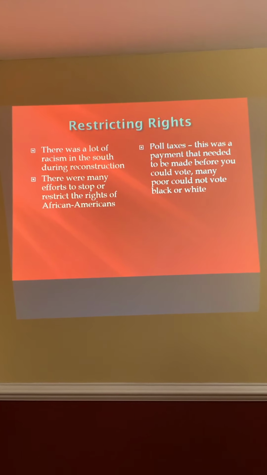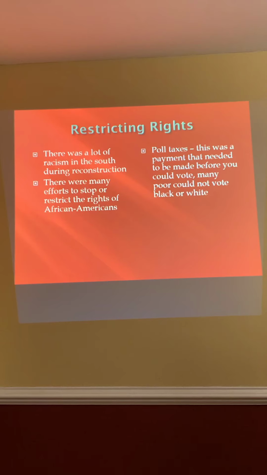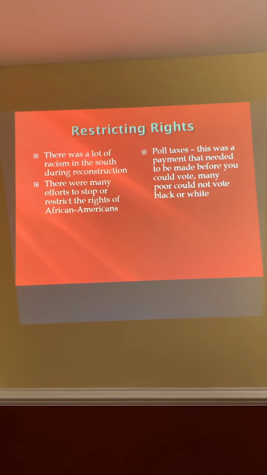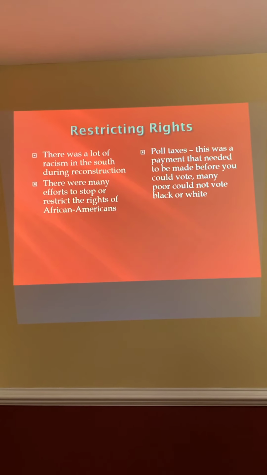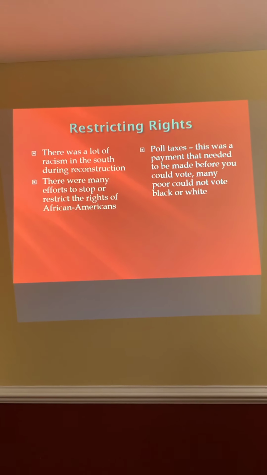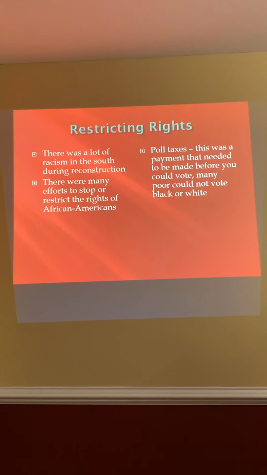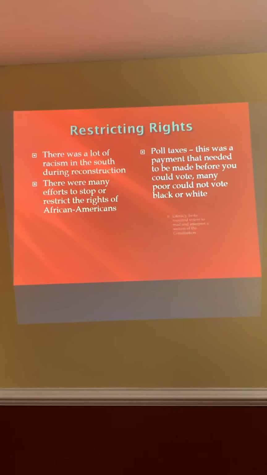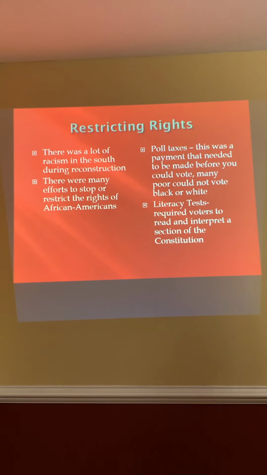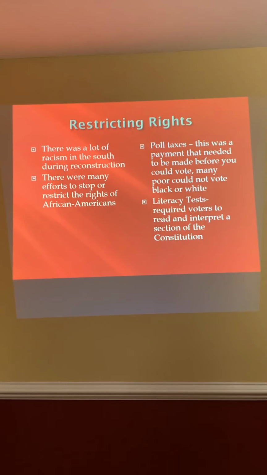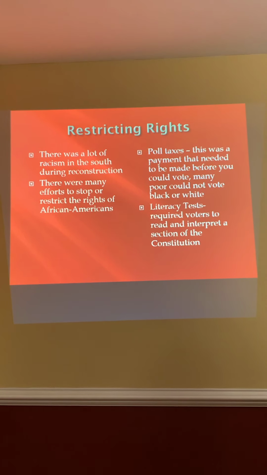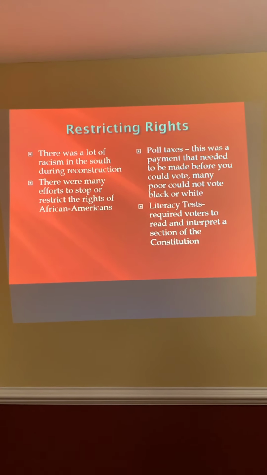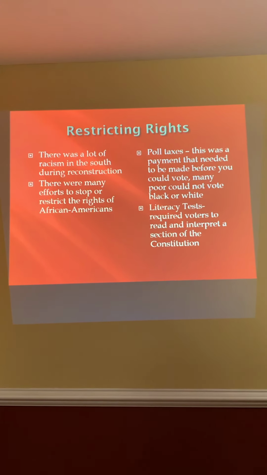So they passed these things called poll taxes, basically a tax you'd have to pay in order for you to vote. If you were poor, you couldn't afford to vote. Unfortunately, for the Democrats at the time, they're saying it's going to restrict the poor white Democrats from voting too. So they're going to have to do something called a literacy test. You basically have to write down and interpret a section of the Constitution, which if you were just learning how to read and write, you really can't do.